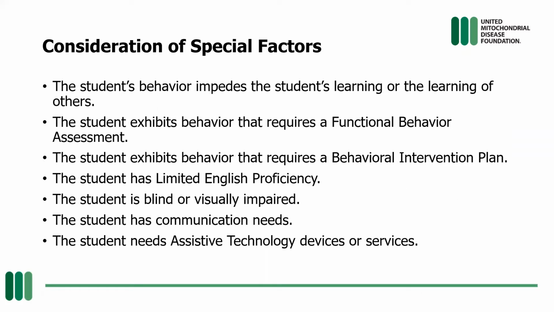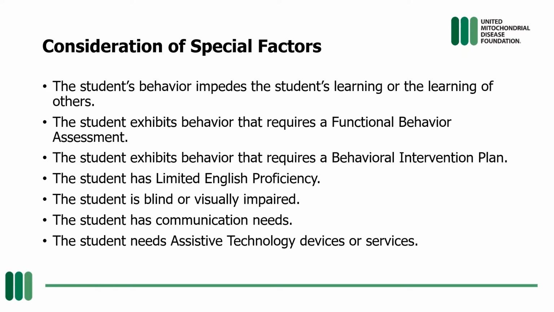So if we start at the beginning of the IEP, it's always this consideration of special factors. These are literally yes or no questions. They're check boxes. So the first one is, does the student's behavior impede the student's learning or the learning of others? If your child is prone to outbursts, this box will be checked. If the student has some functioning issues or something like ADHD, this box is usually checked.